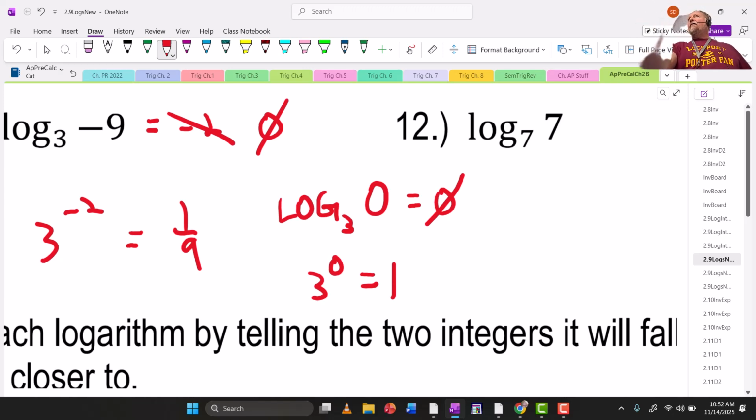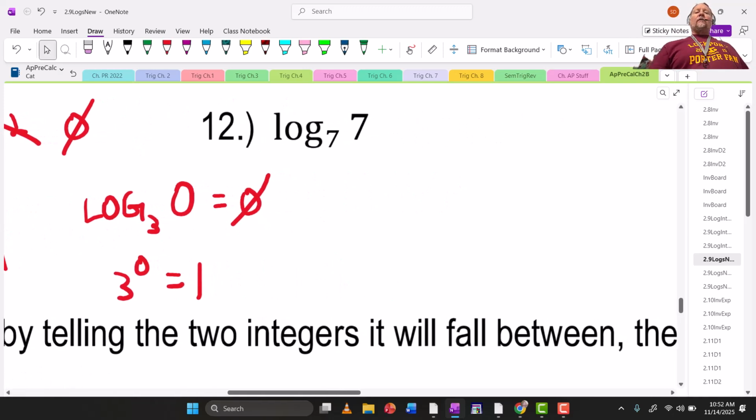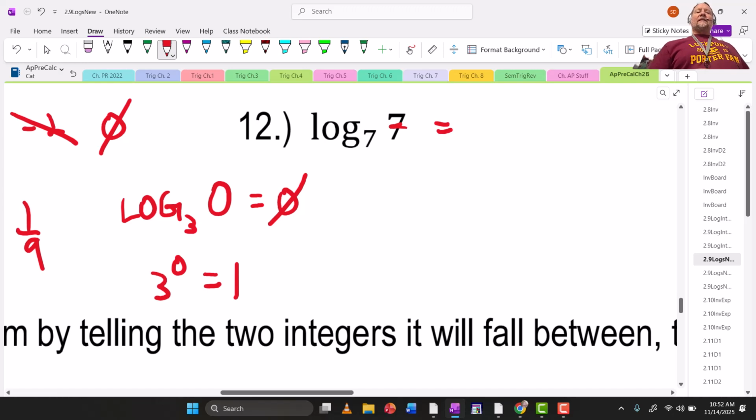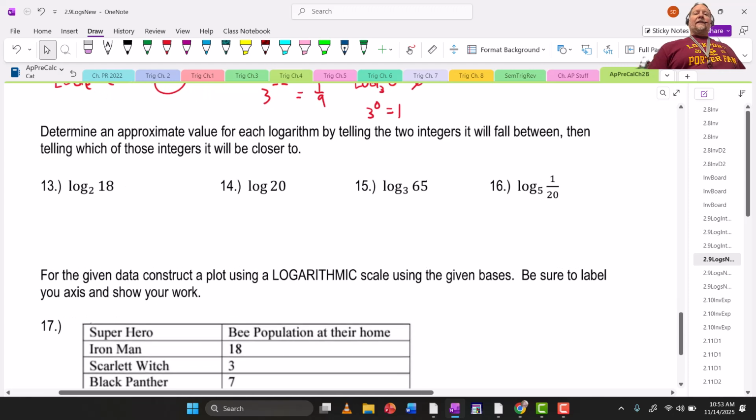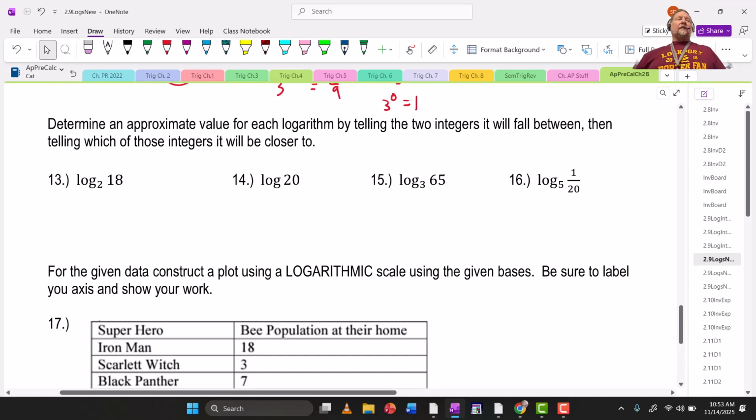These do not evaluate. What's this last one? What's the answer? 7 to what power equals 7? Third hour kills me. No one answers. 1. Okay, 1. 7 to the first equals 7. So it just comes from being focused and paying attention to the main components of the class.